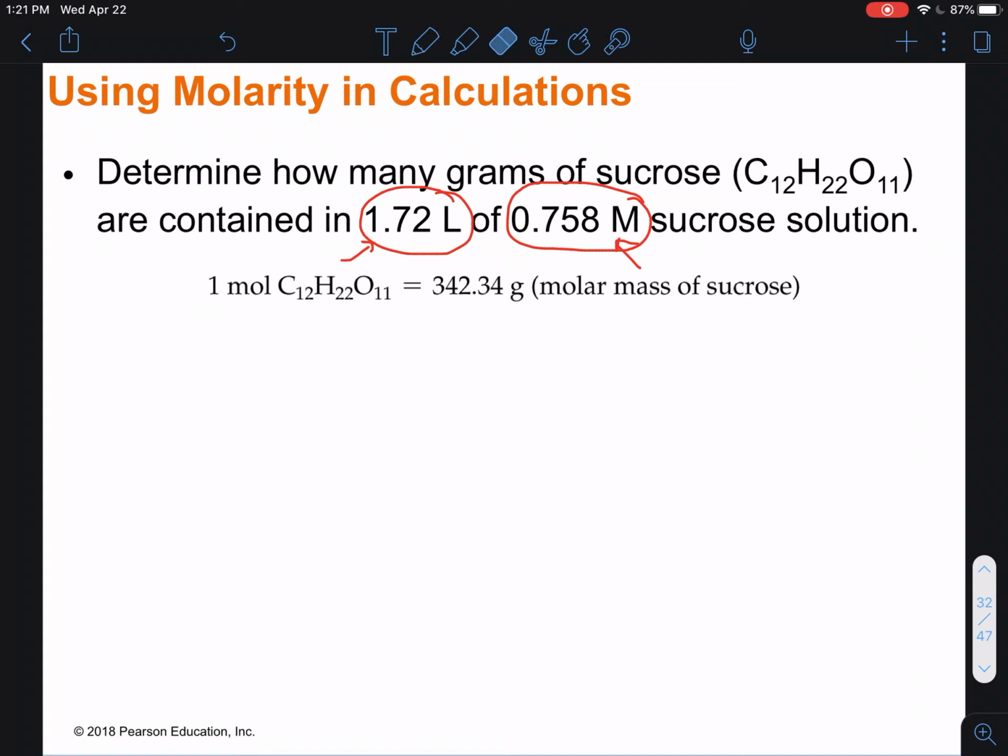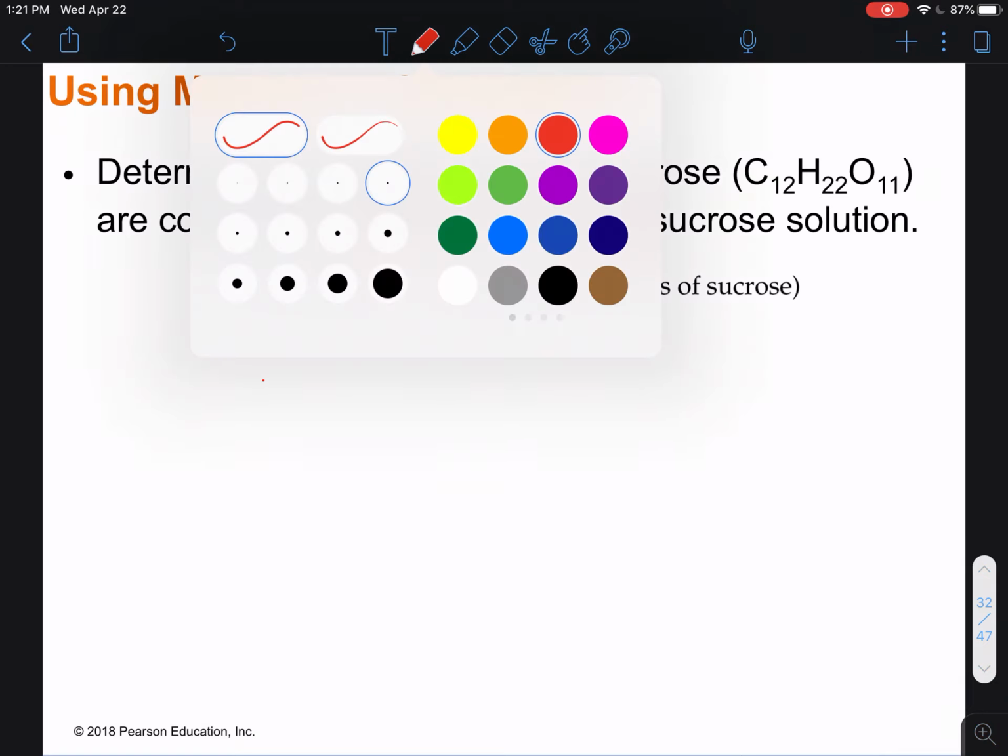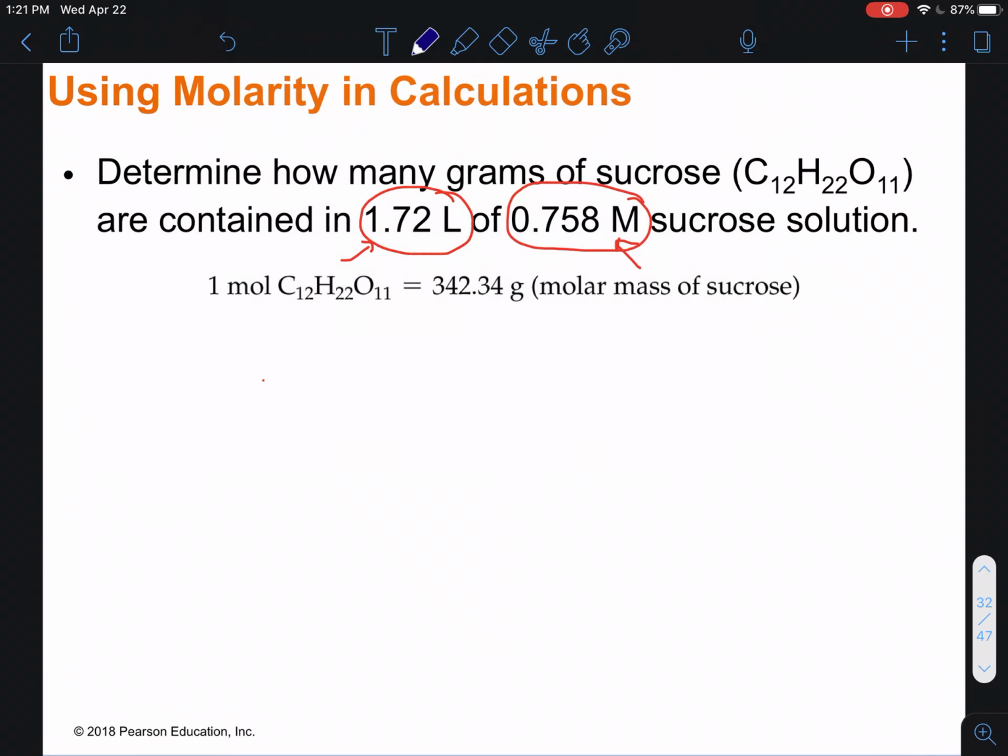The first thing you need to do is make sure that the first number you were originally given has the right units. If it doesn't, you need to convert to the correct units in order to use your right conversion factor. Liters is the correct unit, so I'm going to say 1.72 liters.